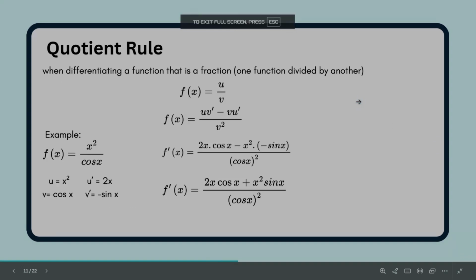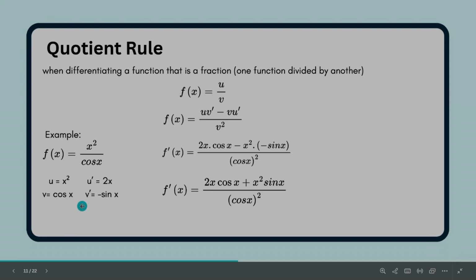For the next technique, we have the quotient rule. With this quotient rule, we differentiate a function that is a fraction, one function divided by another. So the function is f(x) equals u over v, and the formula is f prime equals vu prime minus uv prime over v squared. So for example, f(x) equals x squared over cos x. First, you have to identify the numerator and denominator. Clearly we can see the numerator is x squared and the denominator is cos x. So the numerator is u, which is x squared, and the denominator is cos x, which is v.